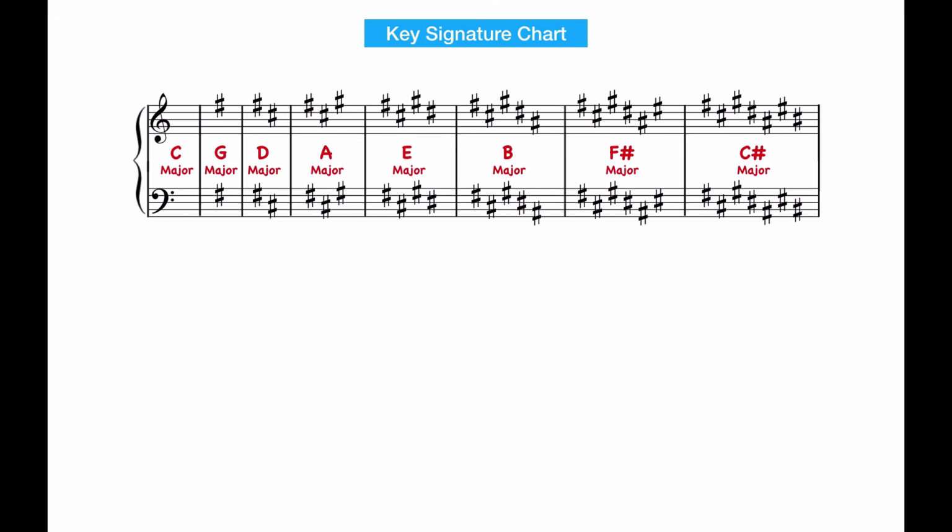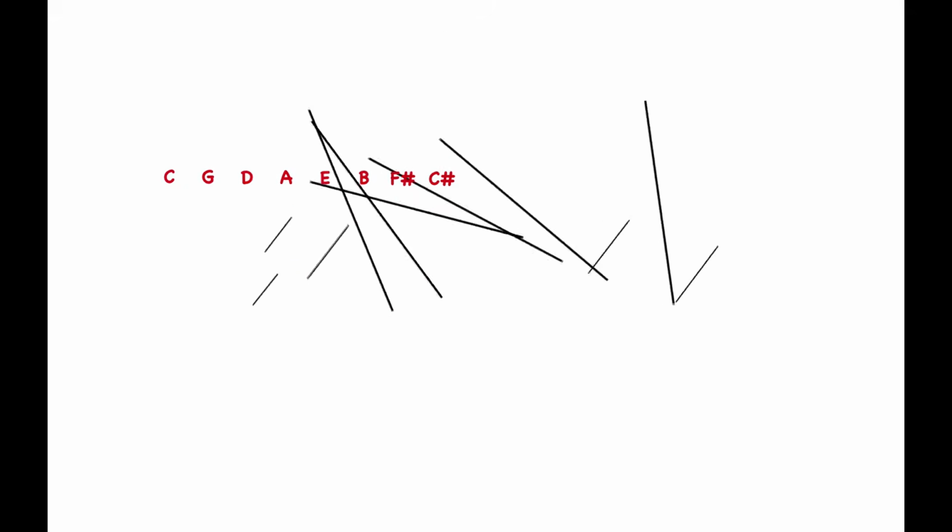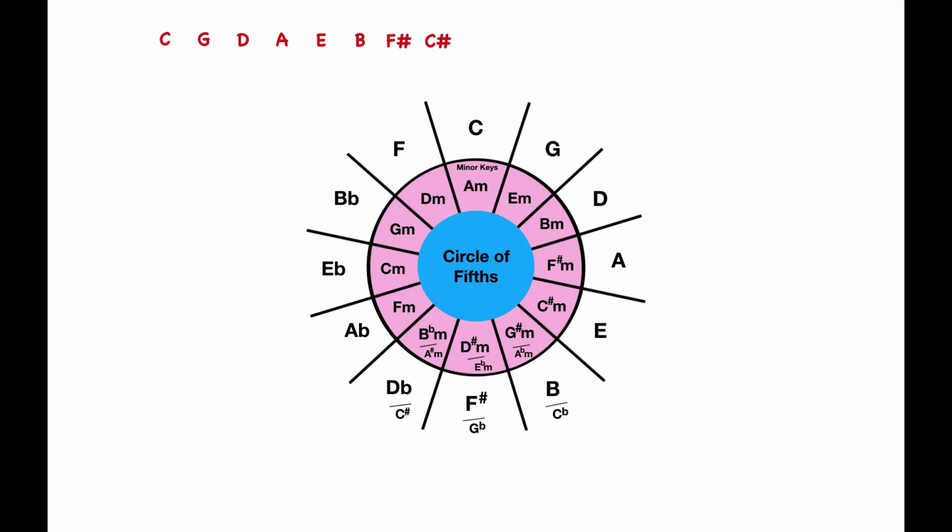So the sharps, in this diagram, they move up in order. So a C major has no sharps, a G major has 1 sharp, a D major has 2 sharps, and so on. So if we take that order of scales, of key signatures, and we pop it in our diagram of the circle of fifths, you might notice that if we were to start at the very top on the C, and if we were to move clockwise, it actually goes in order.